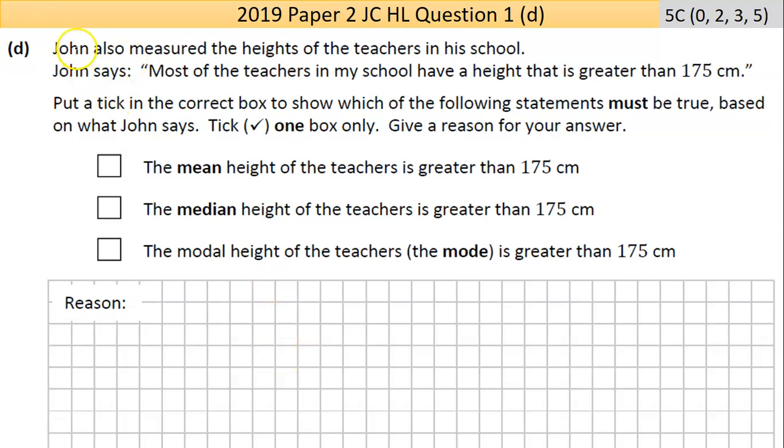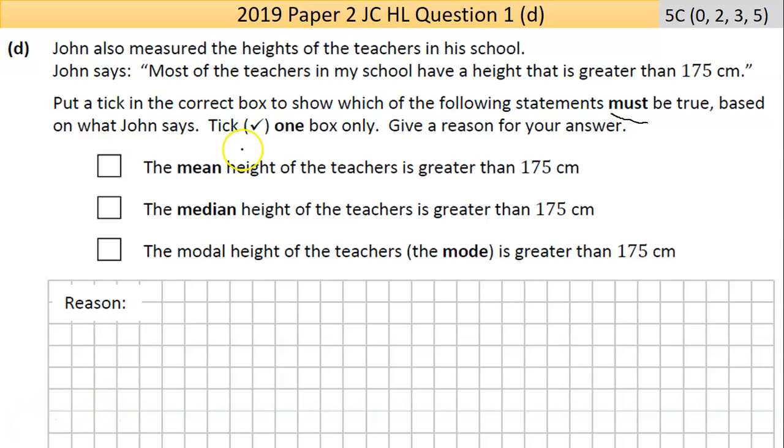Part D here says, oh, I love words. John also measured the heights of the teachers in his school, and John makes a statement: most of the teachers in my school have a height that is greater than 175 centimeters. Put a tick in the correct box to show which of the following statements must be true, based on what John says. Tick one box only and give a reason for your answer. So the mean height of the teachers is greater than 175, the median height of the teachers is greater than 175, or the modal height of the teachers is greater than 175.